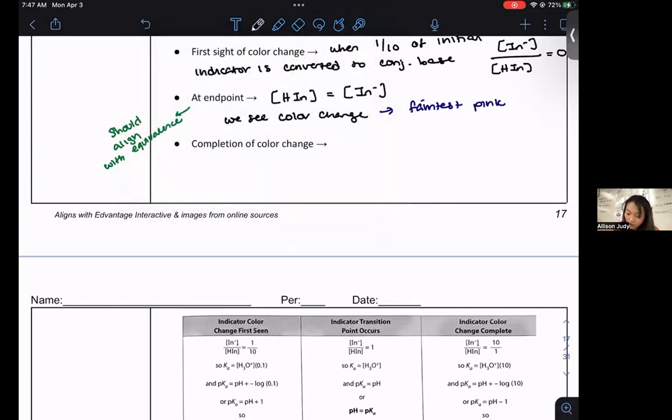And we say that the completion of color change, where you don't see any more intensifying change of the color, or you don't see any new color, let's say, occurs when the indicator's deprotonated concentration over the protonated indicator's concentration is in a 10-to-1 ratio. So what we say is that you've overshot. If you get to completion of color change in the indicator, that's actually indicating to you that you've overshot your titration and that you've way blown past equivalence and neutralization.